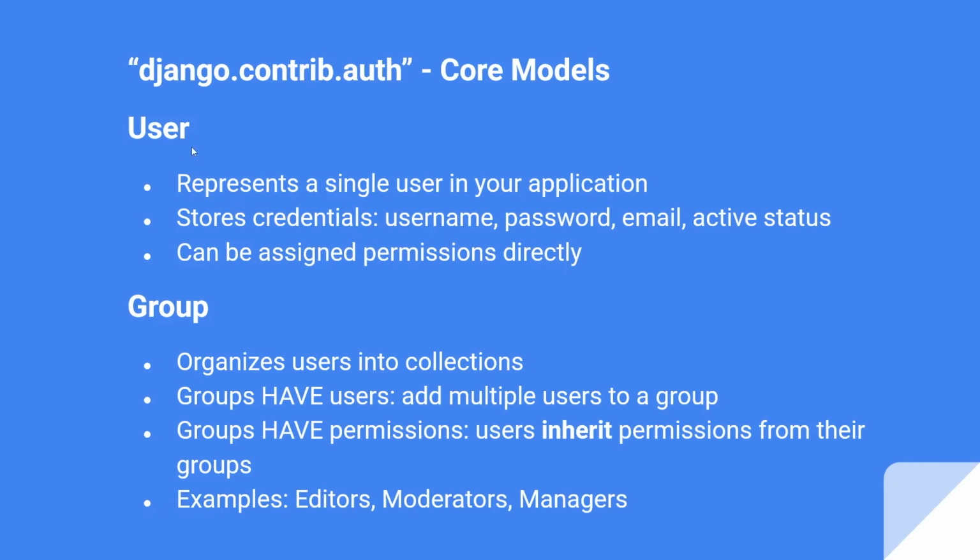And you're probably familiar with the user model, and that represents a single user entity in the application, and that can be used to store the username and password, as well as other details such as email addresses and whether the user is active and so on. And in terms of permissions, you can assign permissions directly to users. So if you have user X and user Y, each user can have their own set of permissions, and that's one way of applying permissions in Django.